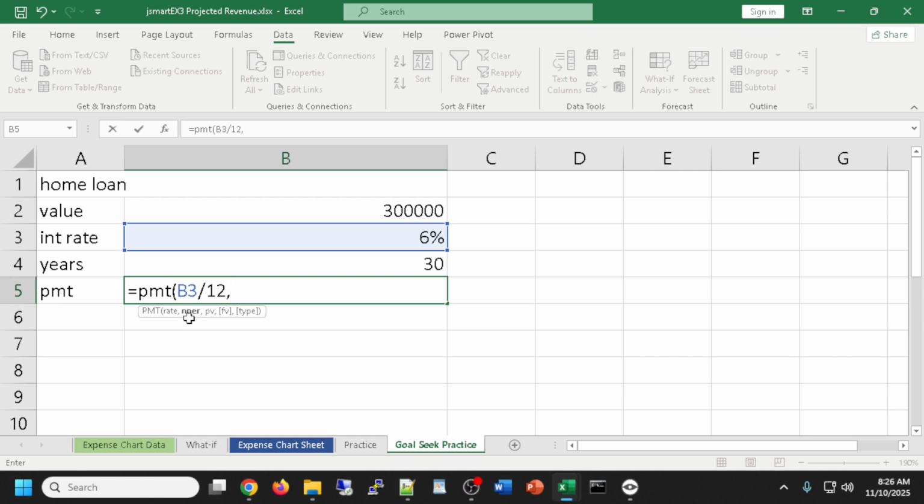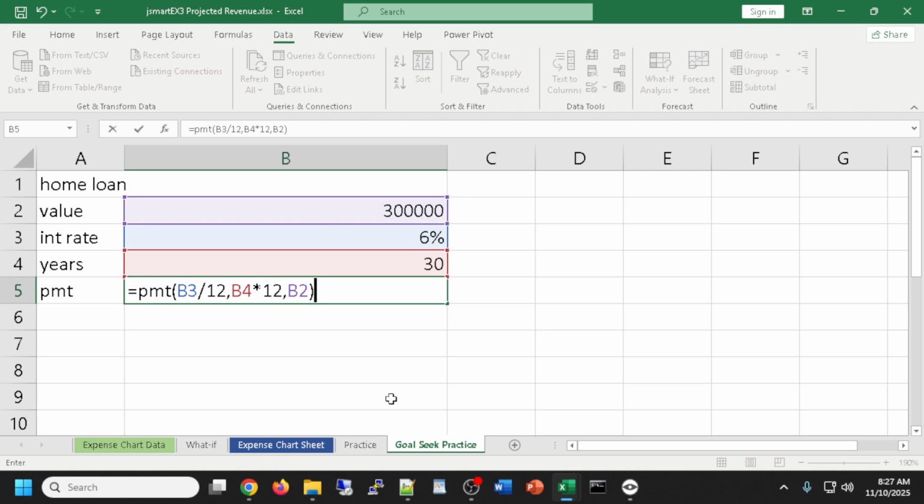And then n periods means how many payments it's going to be? Well, it's how many years, times 12, because that's how many payments there are going to be. The present value is how much is the loan I'm taking out? Well, I'm going to take out a loan for that price of house. There are other optional parameters I don't need to enter.